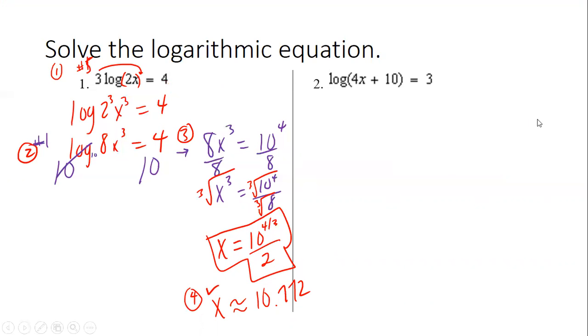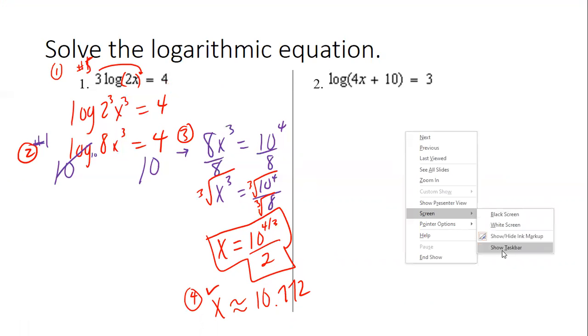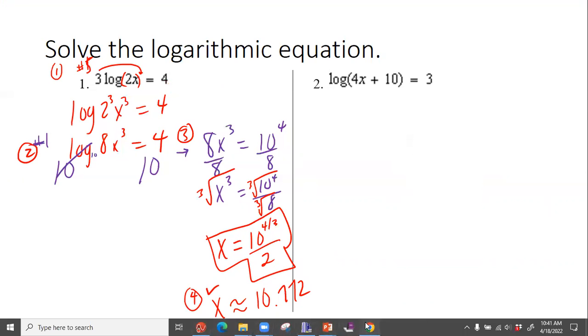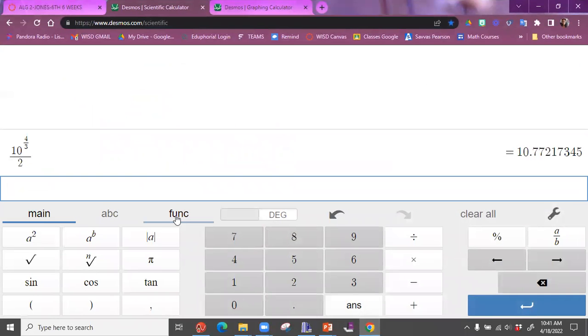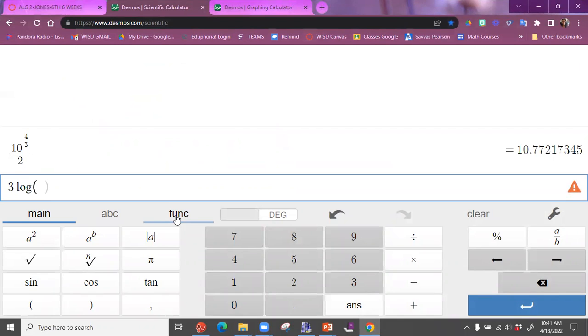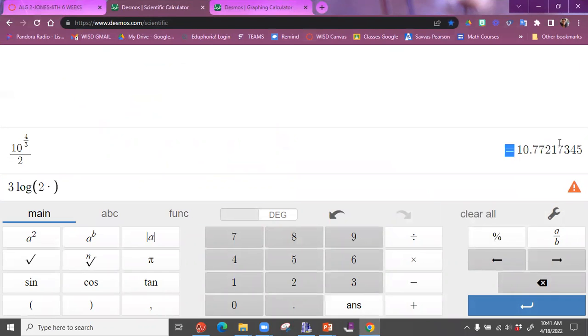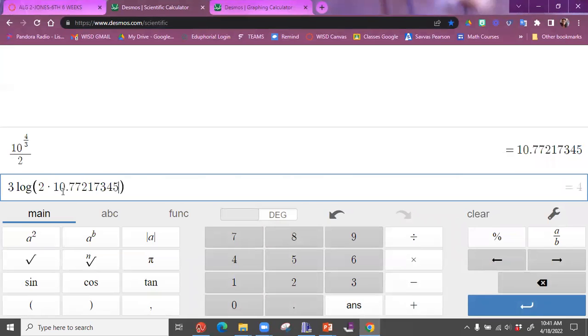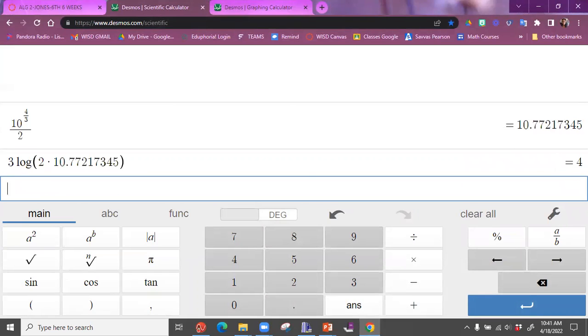The beauty about using a calculator is you can copy and paste, right? So if I wanted to check myself, I would type in 3 log parentheses 2 times, and I can copy and paste this. So I'm going to copy and I'm going to Control V. And do I get 4 as my answer? Yes. So what does that tell me? I did it right. Bam, got it. Answer is 4.